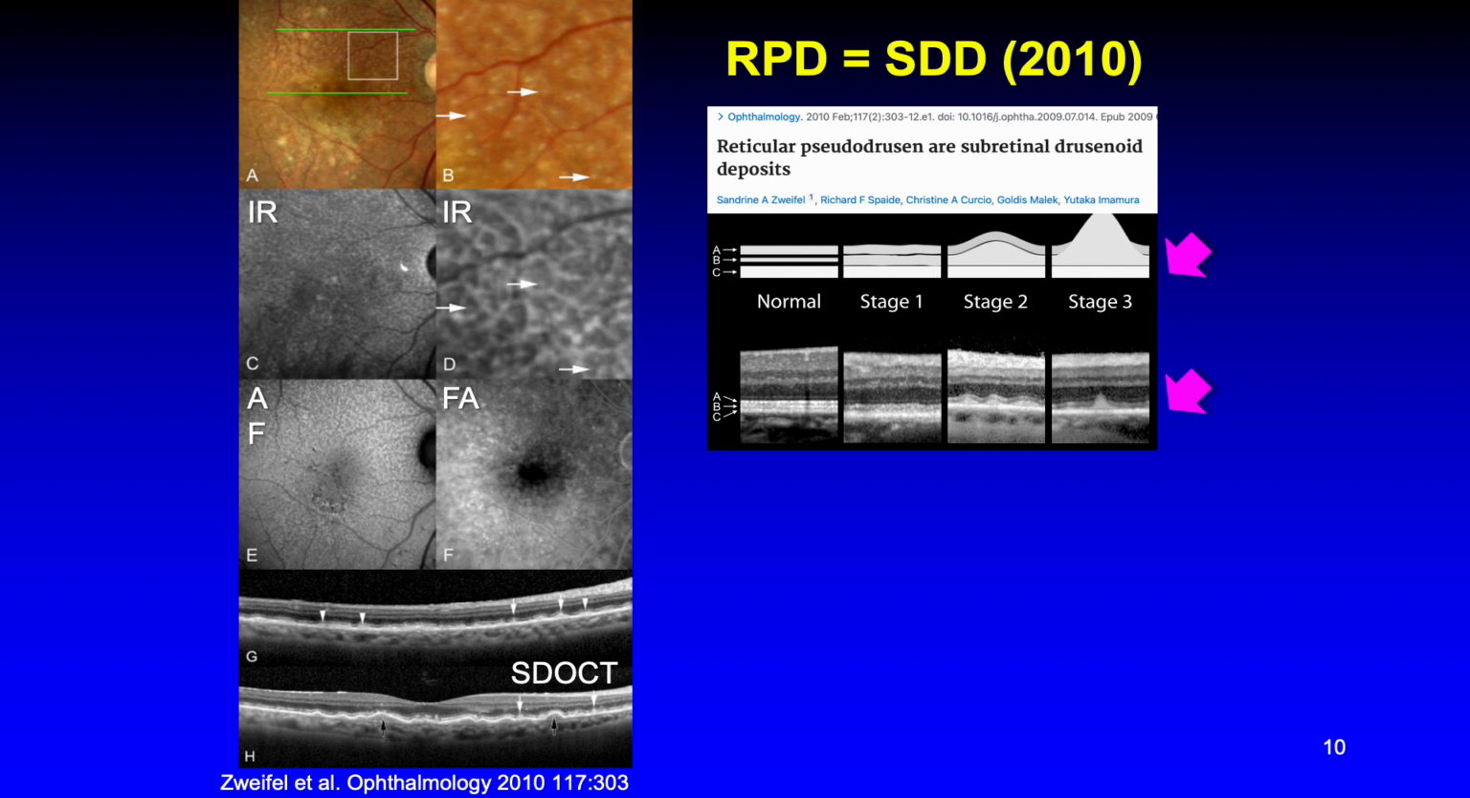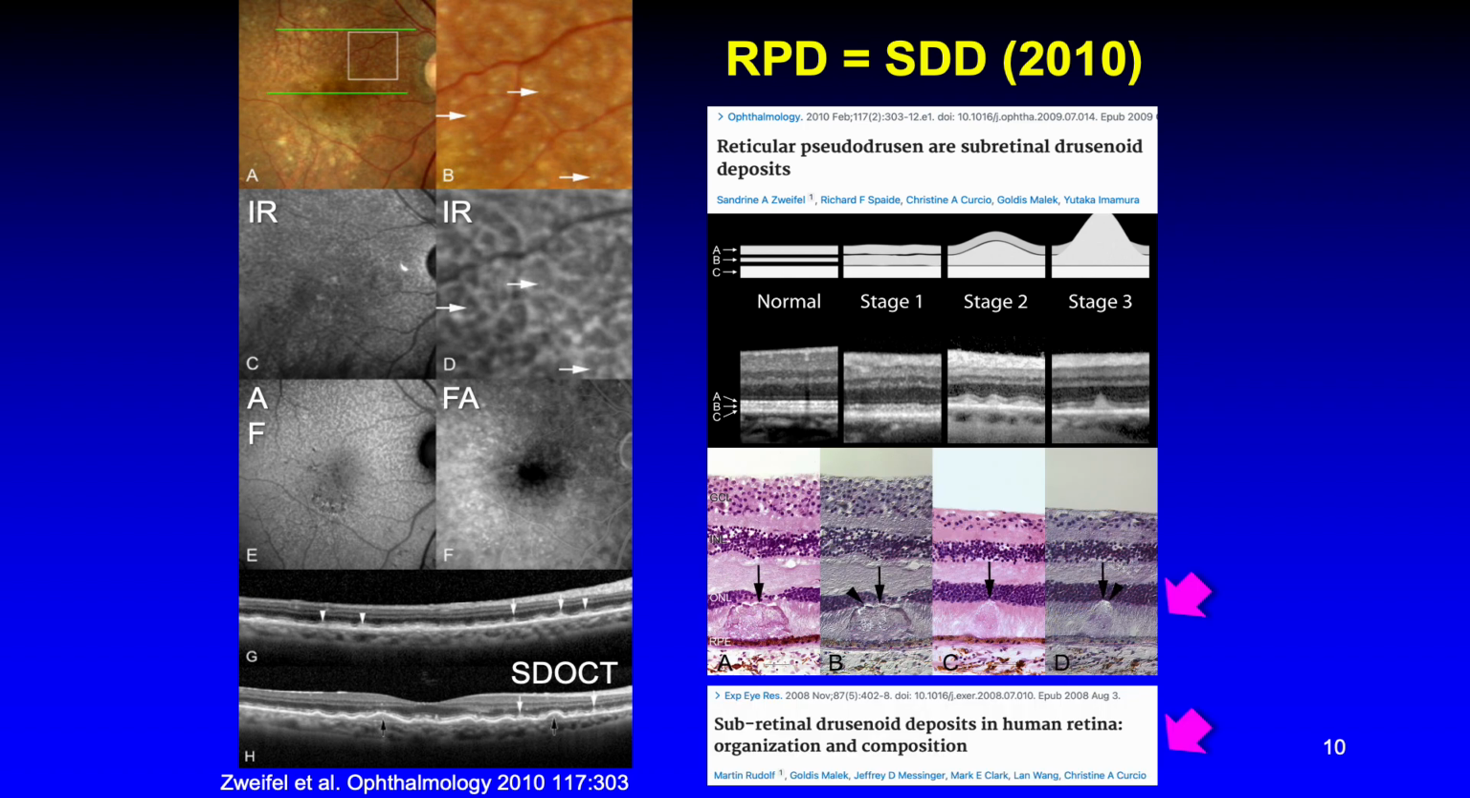Here are the three stages as described for OCT. They disturb the overlying ellipsoid zone, EZ, of the photoreceptors. And here is histology showing the extracellular deposit anterior to the RPE in an intact retina. We knew at the time that this was not an AMD eye.